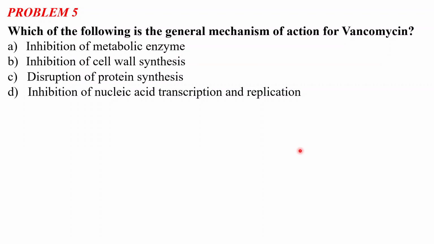So here it is asked, what is the general mechanism of action of vancomycin? A, inhibition of metabolic enzyme; B, inhibition of cell wall synthesis; C, disruption of protein synthesis; and D, nucleic acid transcription and replication inhibition. Let me know in the chat box. After your trial, I will check it and show you the correct answer. All the students who are present, please try to answer the questions, because if you do not participate, I won't understand if you are listening to me or not.